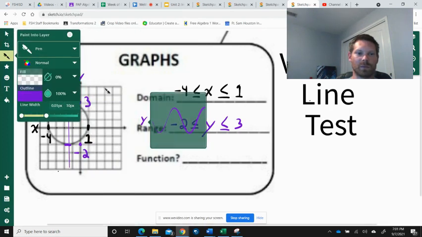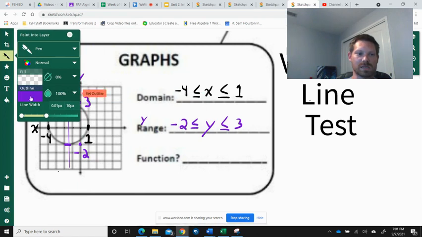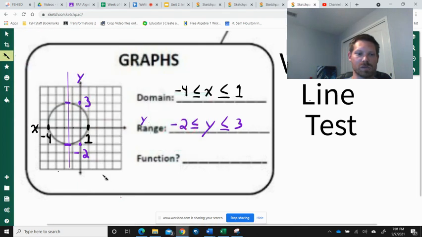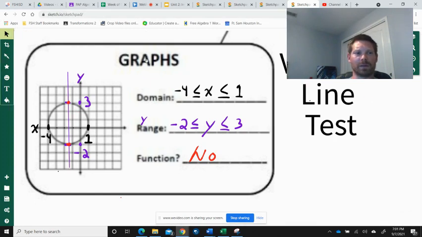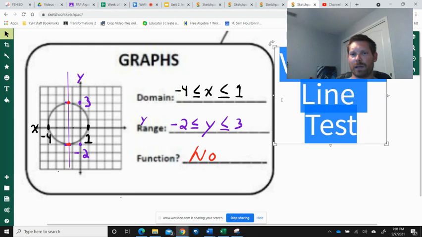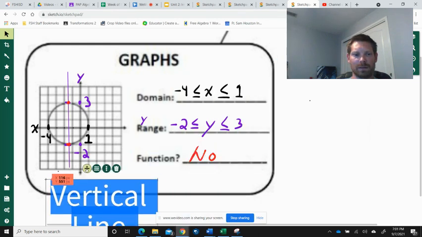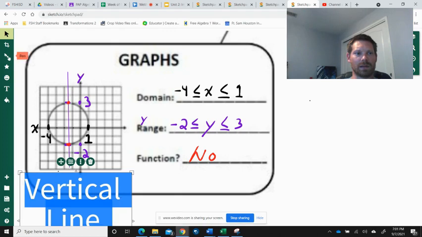So let's see. I drew a vertical line through it. It is here once. It is here twice. So it did not pass the vertical line test. The answer is no. This is not a function. So vertical line test, pretty simple. Let's see if we can get another example of that vertical line test.